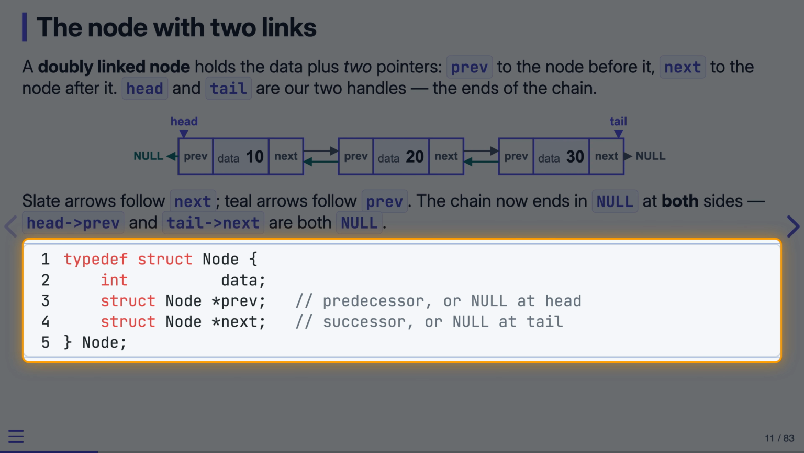This is the node in C. There is one integer field called data. There is a pointer called prev. It holds the address of the node before, or null at the head. And there is a pointer called next. It holds the address of the node after, or null at the tail. This is the same struct as chapter 4, plus one new field, prev.